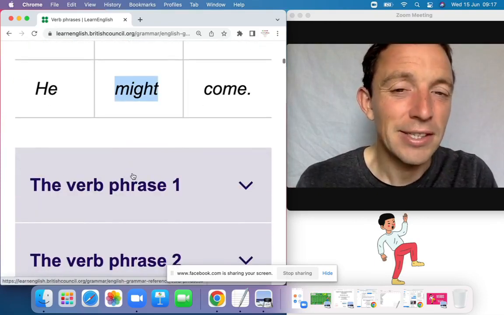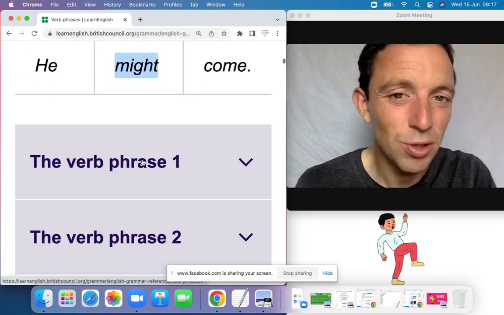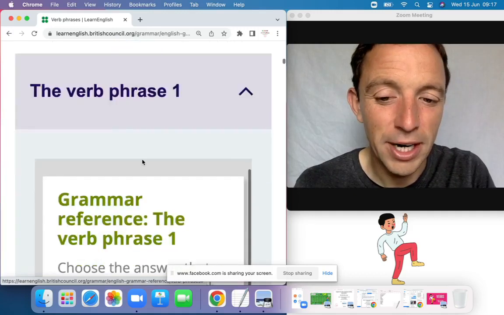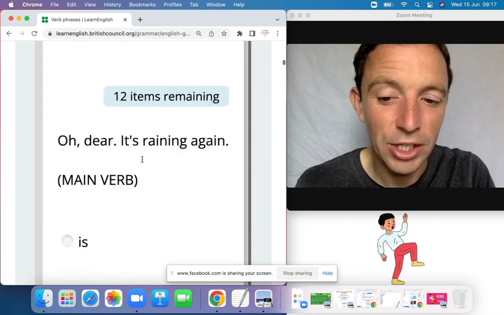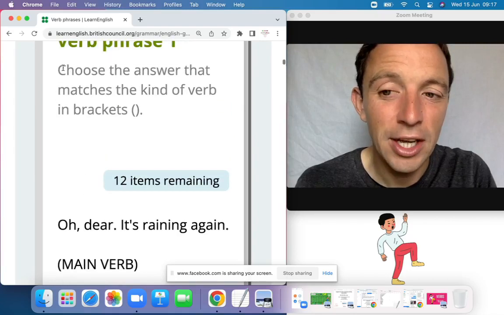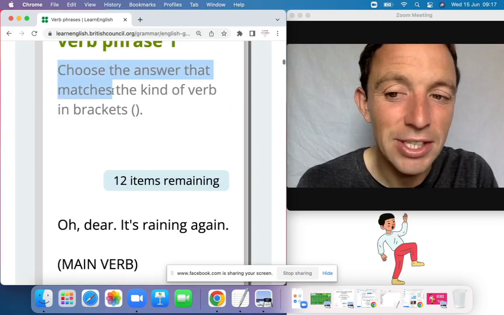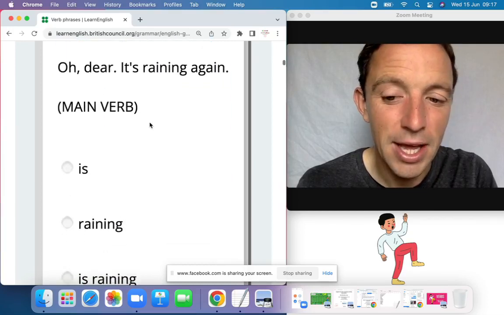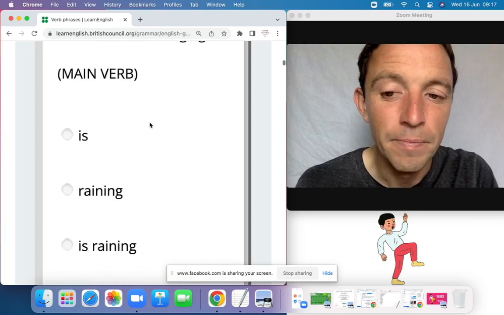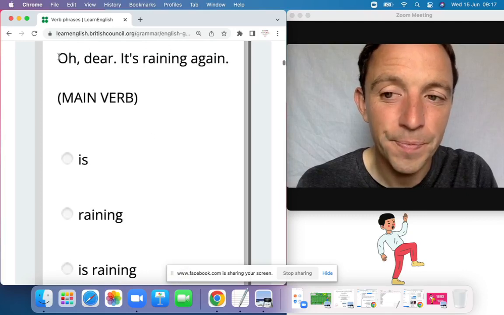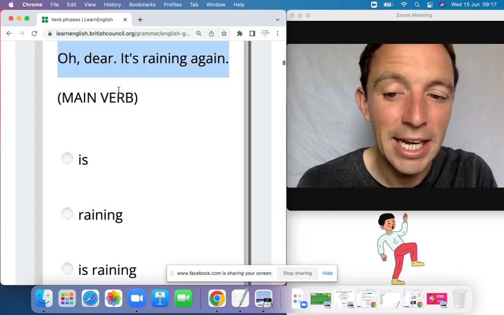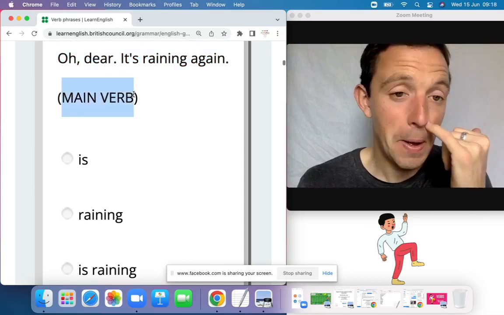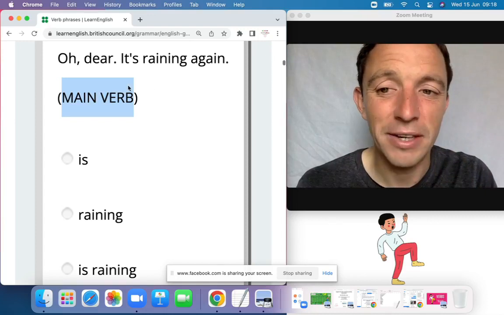Okay, exercise time. Time to practice some exercises and test our explanation. So here we have the first question. The instruction is: choose the answer that matches the kind of verb in brackets. In this sentence, we have, oh dear, it is raining again, and we need to find the main verb. This is very important. We need to find the main verb.